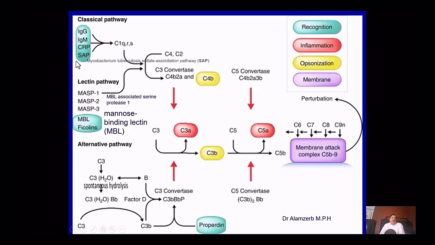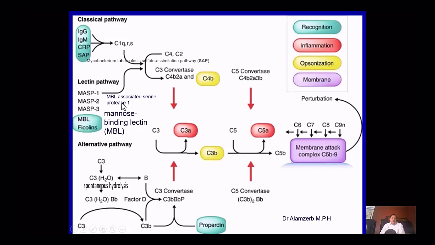There is another pathway which is called MBL. MBL is mannose binding lectin protein. This is a complement pathway and it resembles the classical pathway.